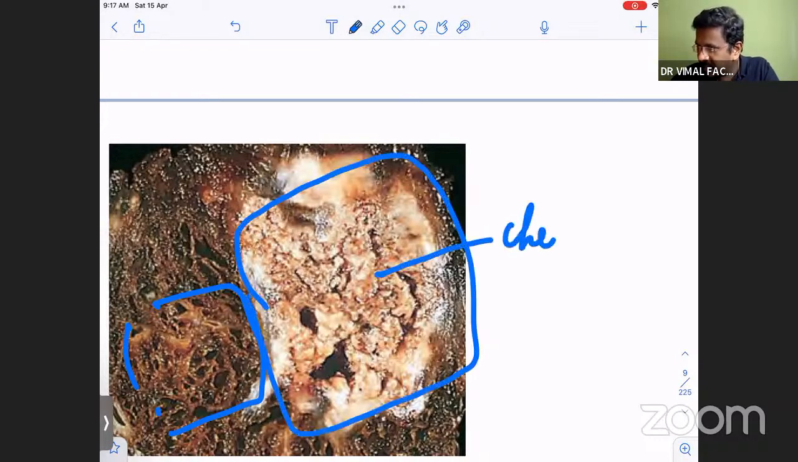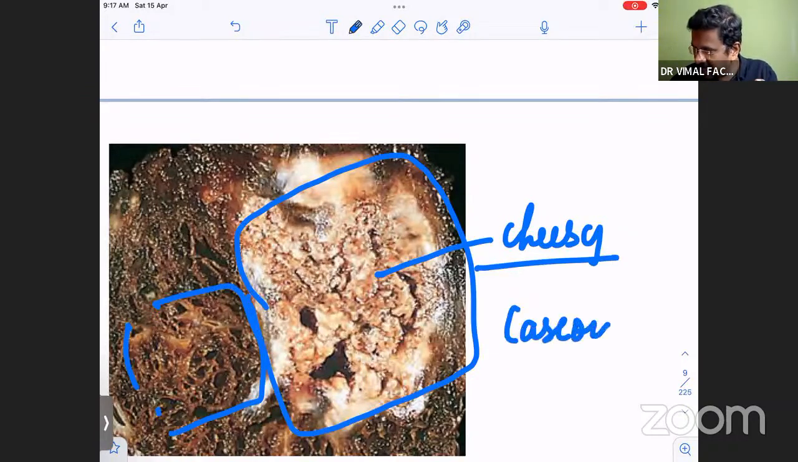And the next thing, in the gross, this is a lung with the alveolar spaces. Grossly, you can see this cheesy appearance. Very good. This white cheesy appearance in the gross, in a lung or lymph node, students, please think of caseous necrosis.